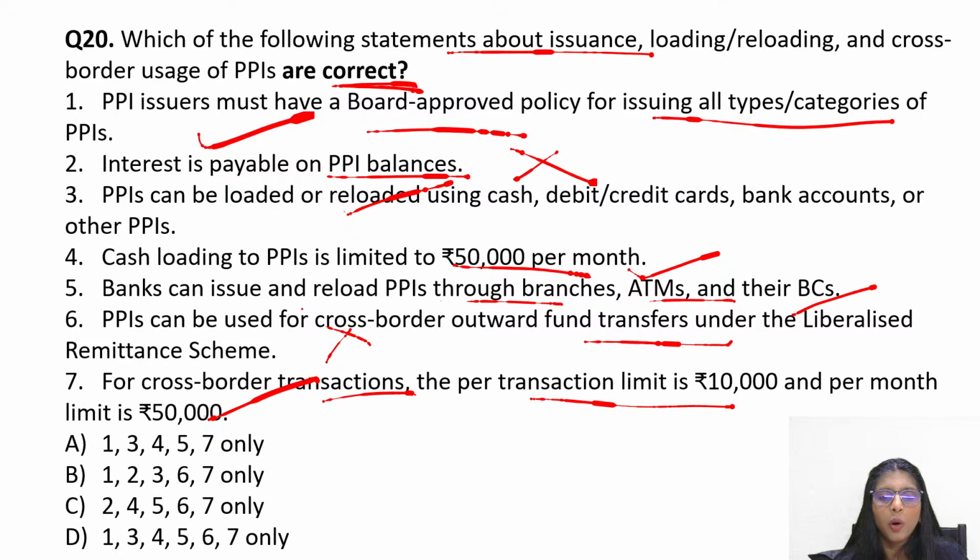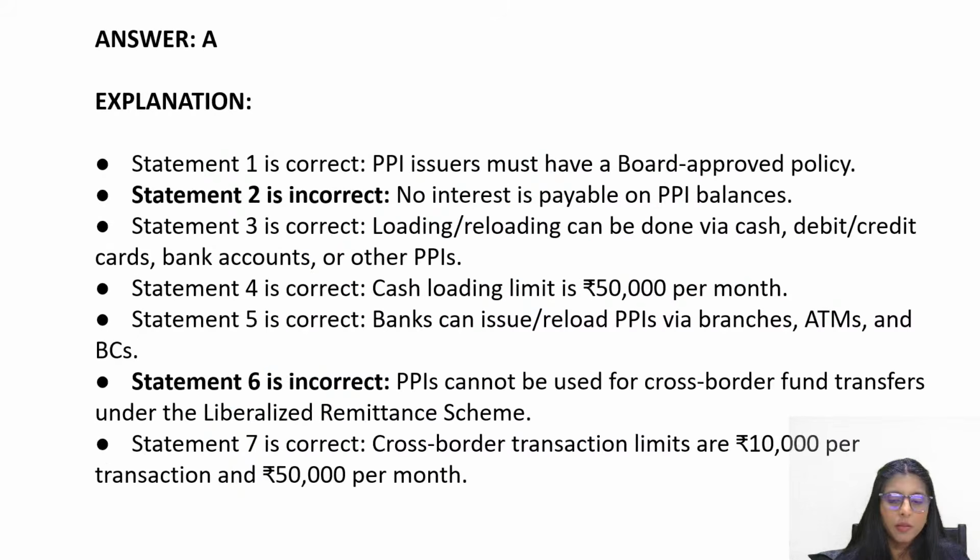1, 4, 5, 7. 1, 3, 4 basically. 1, 3, 4, 5, 7. Option A is the right answer.